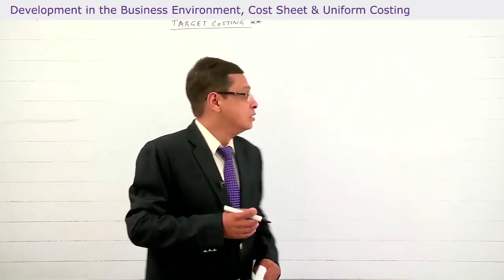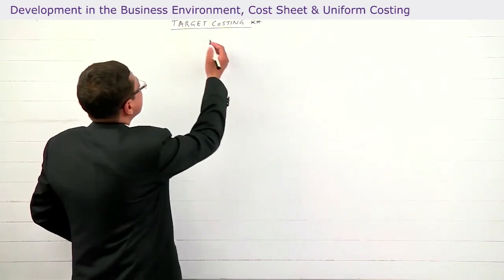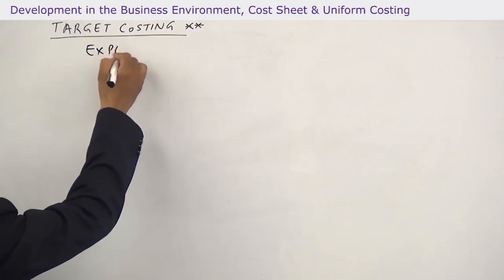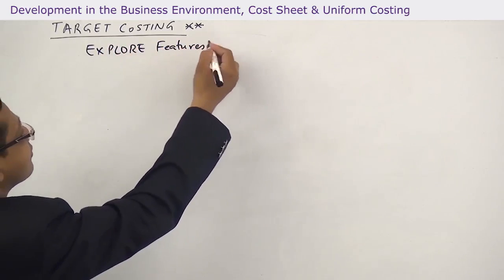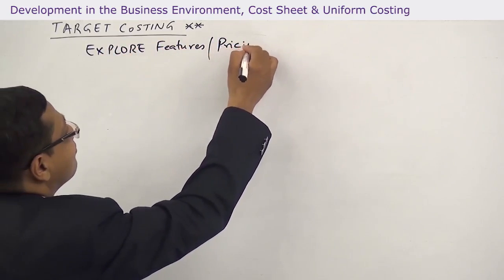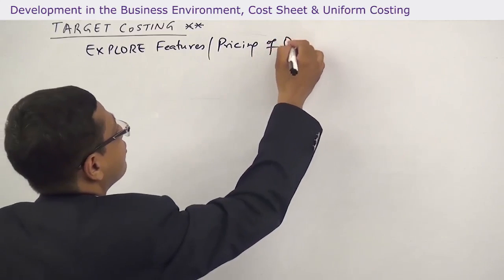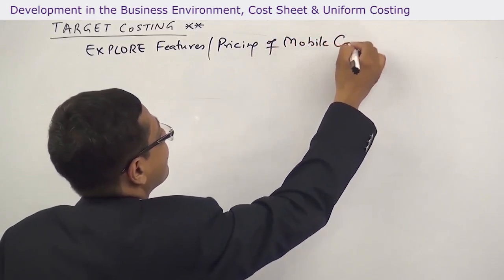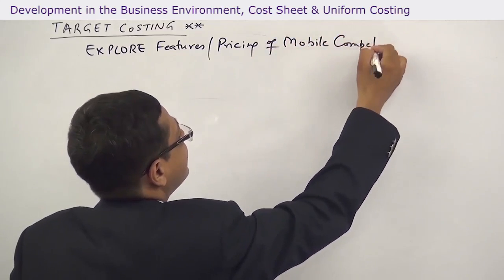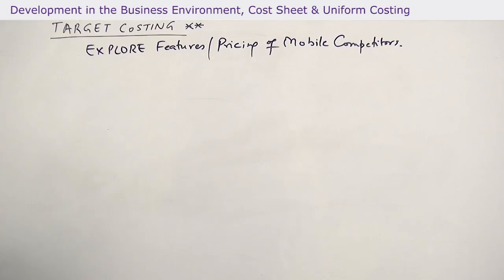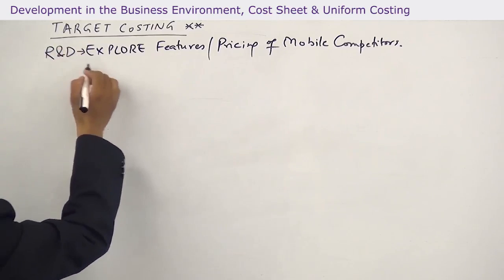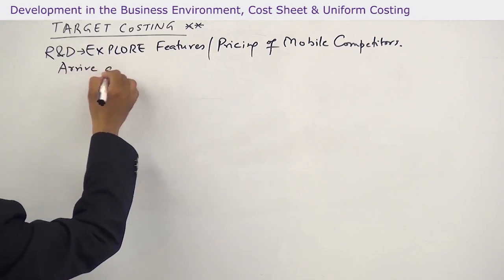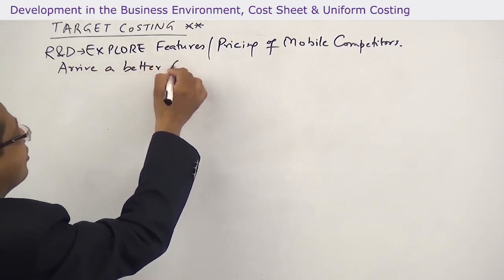Let us see how. So first of all, they explore features and pricing of mobile phone competitors, right? So this is the first step they do. You can say they do research and development, and they arrive at a better quality.